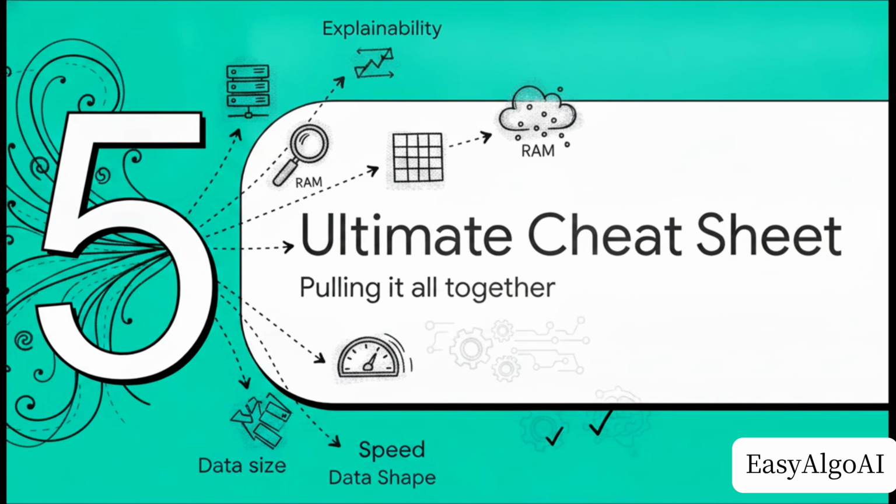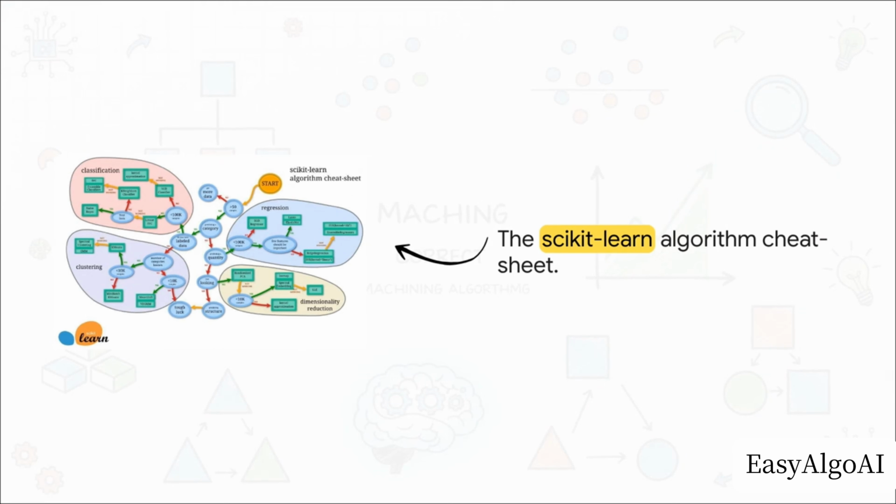And that brings us to Section 5, the ultimate cheat sheet. And this brilliantly illustrates everything we've been talking about. So we've filtered by explainability, RAM, data size, data shape, and speed constraints. What you're looking at is the famous scikit-learn algorithm cheat sheet referenced in the text. Look at the flow here.